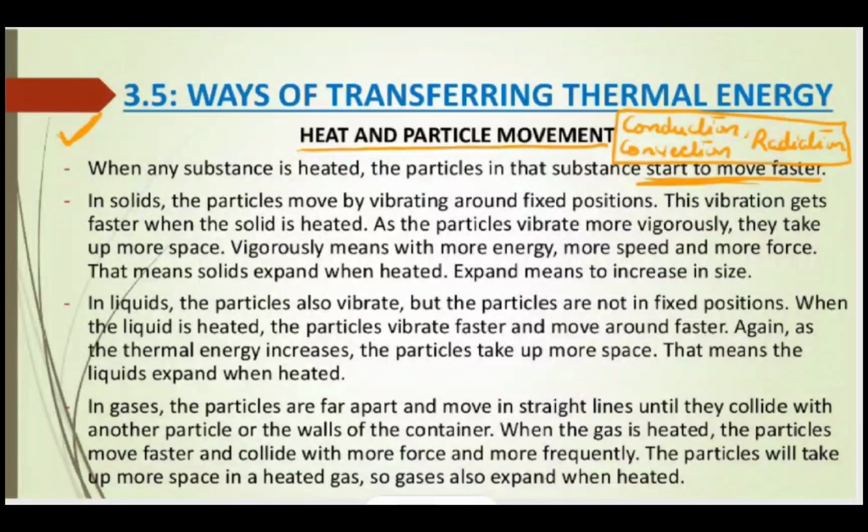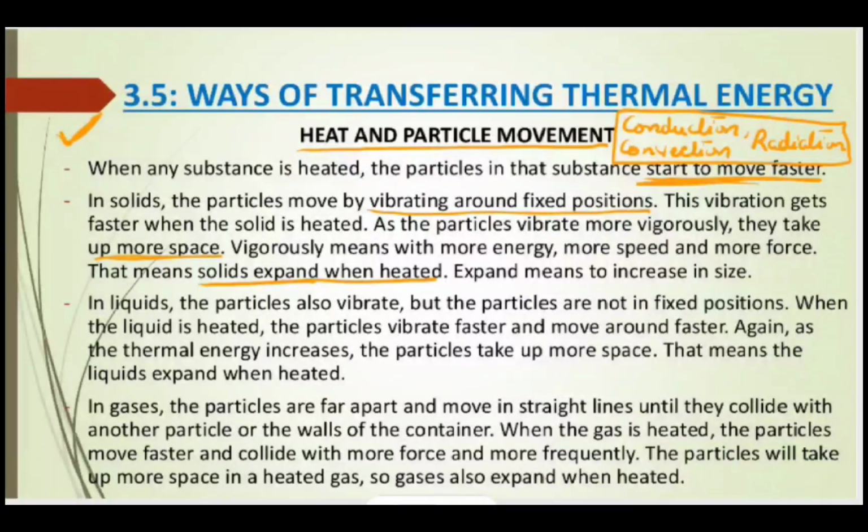So in solids the particles move by vibrating around their fixed position. This vibration gets faster when the solid is heated. As the particles vibrate more vigorously, they take more space. Vigorously means with more energy, more speed, and more force. That means solids expand when heated. Expand means to increase in size or take up more space.